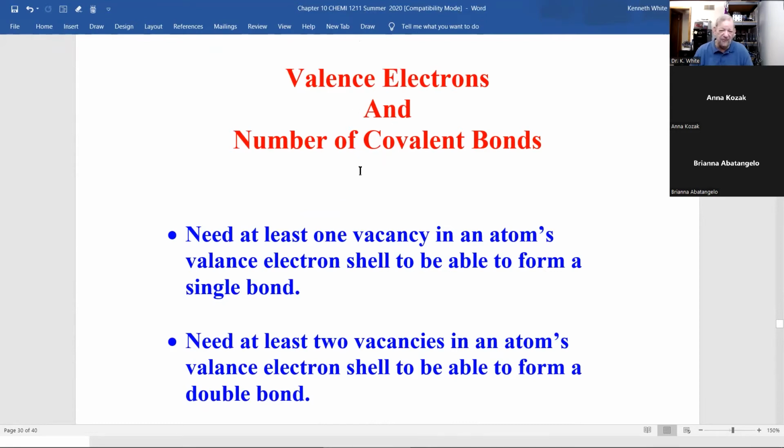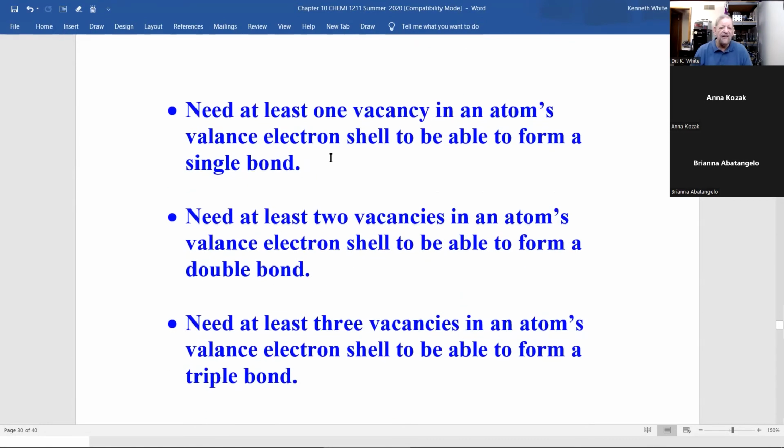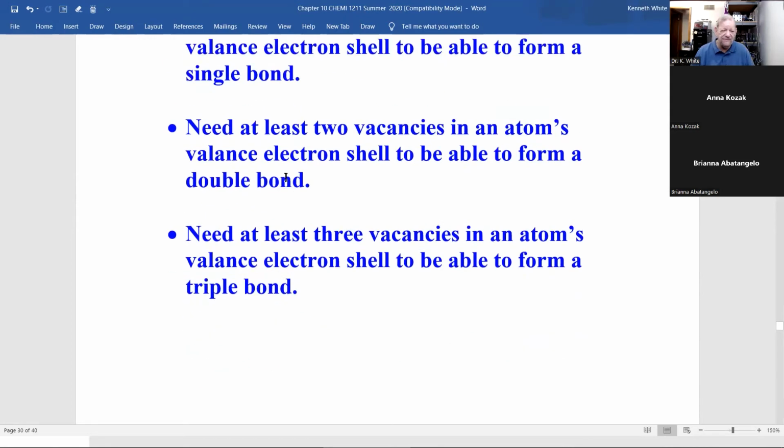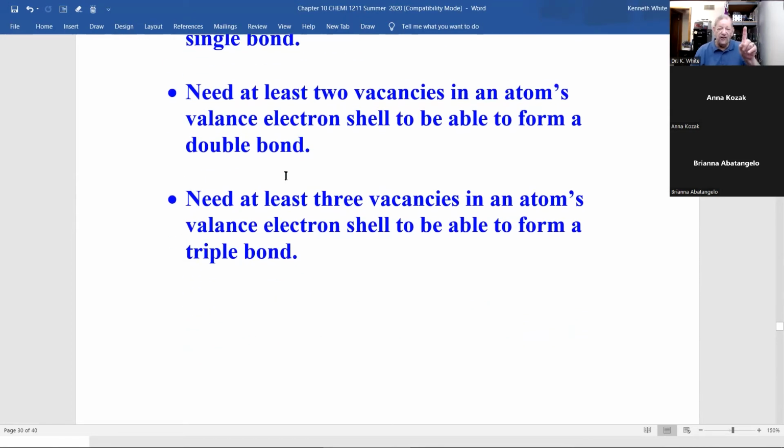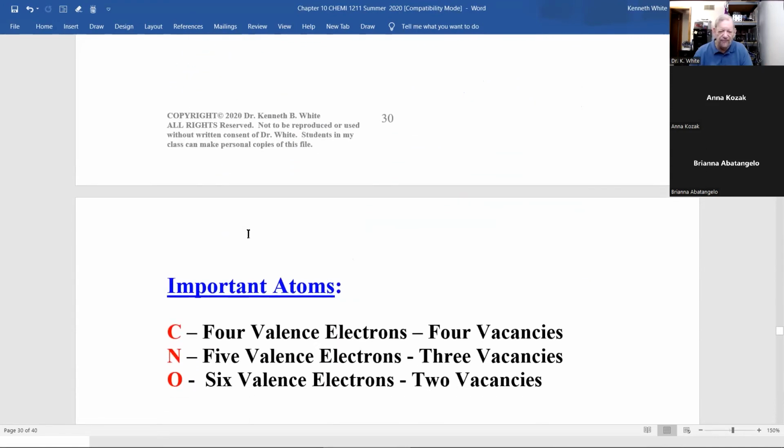Valence electrons and the number of covalent bonds: you need at least one vacancy on an atom's shell to be able to form a single bond. In other words, it's got one or two or three unpaired electrons. You need at least two vacancies for a double bond and three for a triple bond. When we talk about vacancies, it's to get the pairs of electrons.